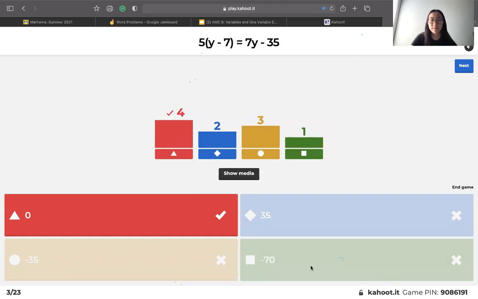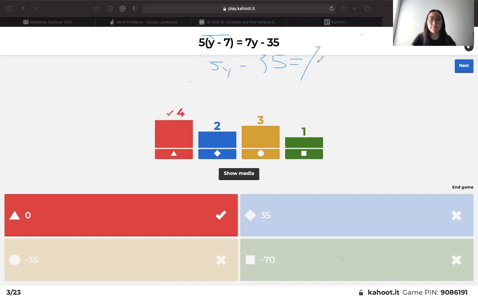Okay, the time limit on these is actually kind of low, so sorry if you feel kind of rushed. But here you would distribute again. So then you get 5y minus 35 equals 7y minus 35. If you subtract 5y from both sides and then add 35 to both sides, you get 0 equals 2y. So obviously y must equal 0. All right, the majority for that one was the most chosen answer. So good job.